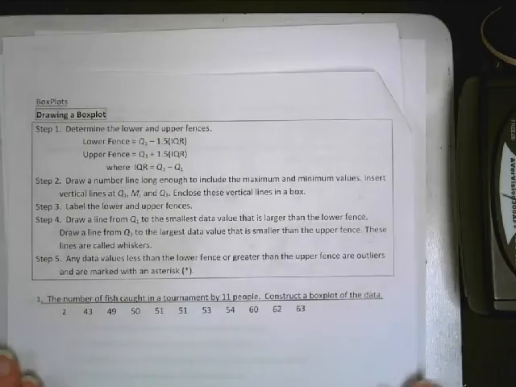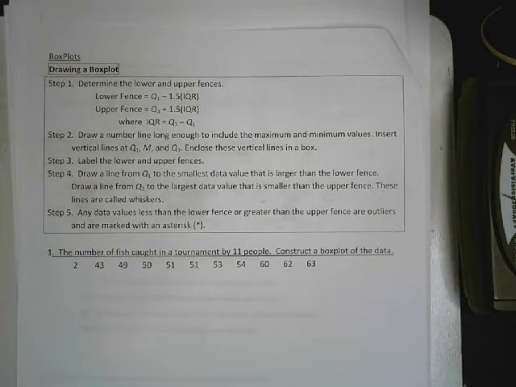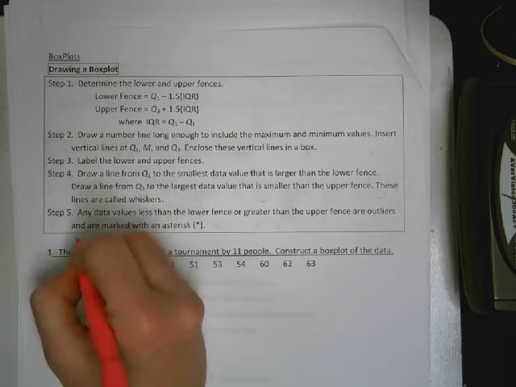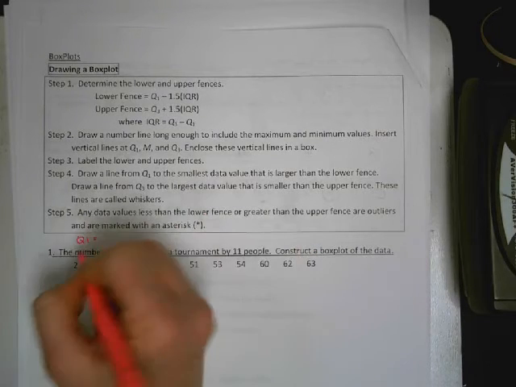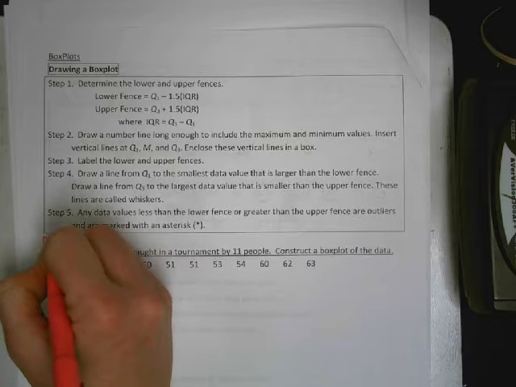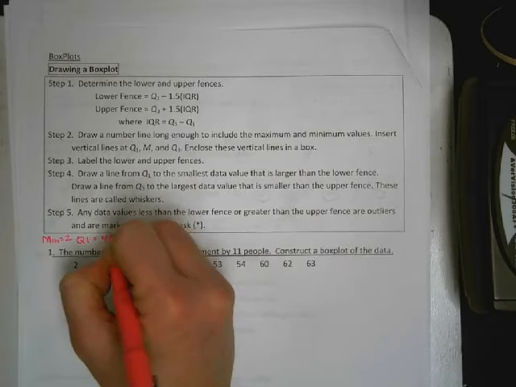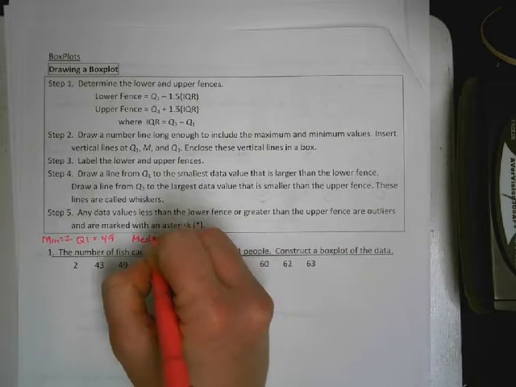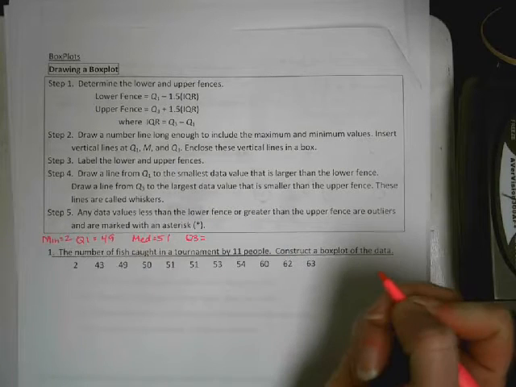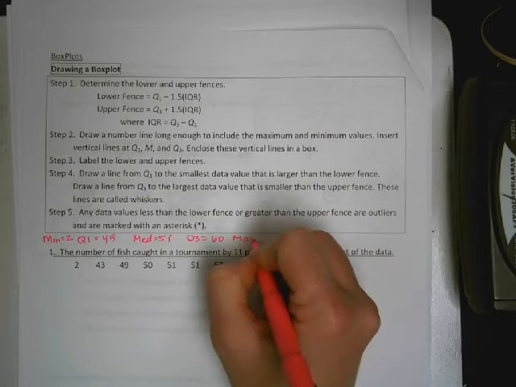So now we're going to draw a box plot. We're going to use the data that we just found: our max, min, Q1, Q3, etc. I'm going to write them down right here. Min is 2. Q1 was 49. Median was 51. My Q3 was 60. And my max is 63.